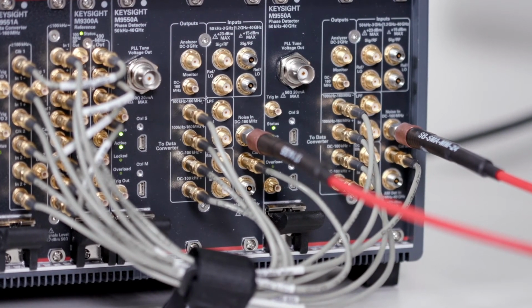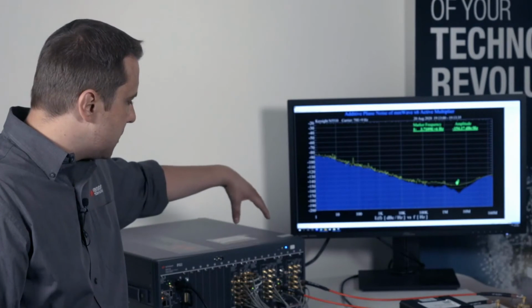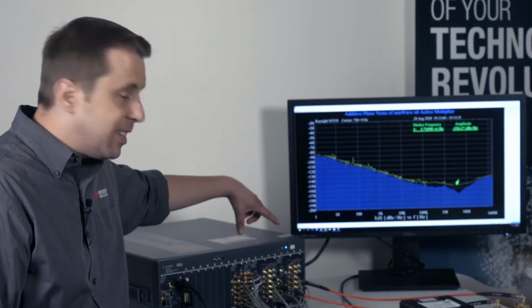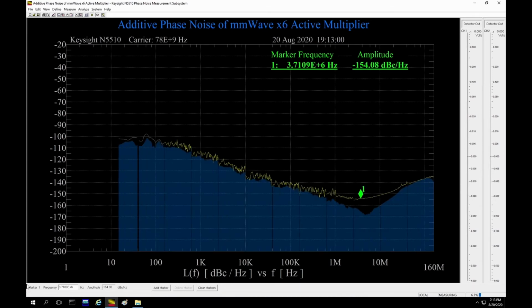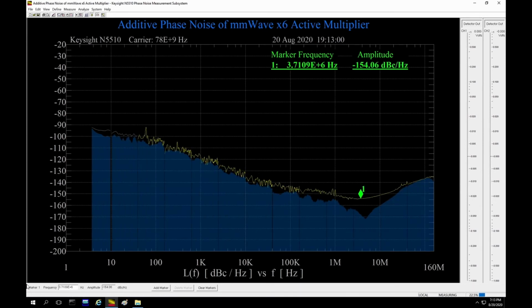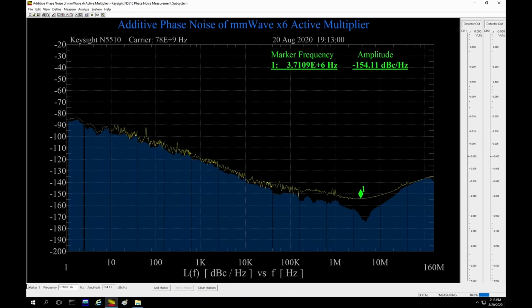And so what that allows us to do is cross correlation. We can remove the internal noise from the system and get down to that KT noise floor that I talked about earlier. As you can see here in this actual measurement at mmWave, we're measuring a ×6 multiplier. It's an active multiplier because there's a 1/f noise curve at the closer in offsets. And then we hit a floor out at around 3 megahertz offset at minus 155 dBc per hertz.